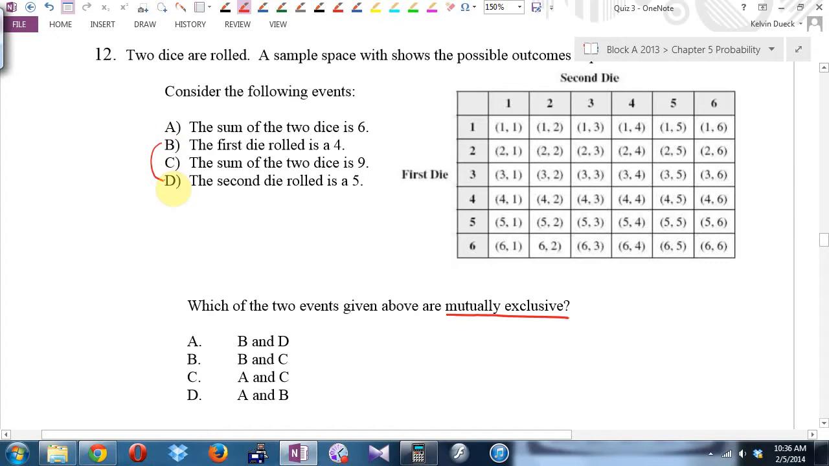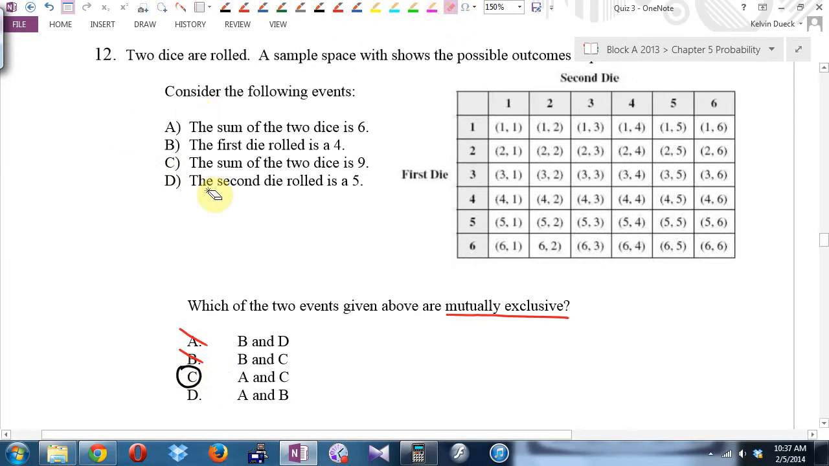Can the first dice be a 4 and the second dice be a 5? Is that possible? Yeah, so they're not mutually exclusive. That one's wrong. B and C. Can the first dice be a 4 and them add to 9? Yeah, as long as the second dice is a 5. That is possible, not mutually exclusive. Let's look at A and C. Can the sum be 6 and at the same time the sum be 9? No! Got to be that.